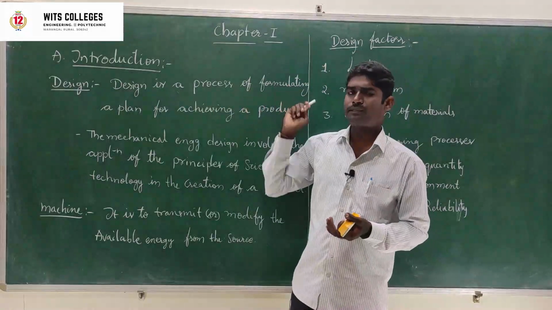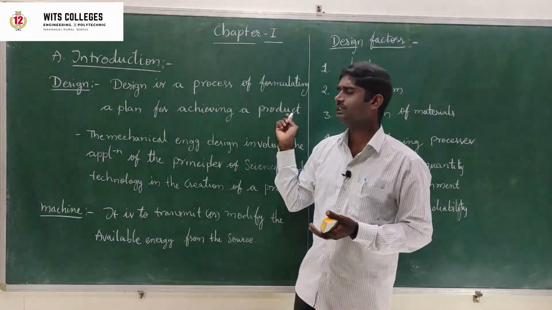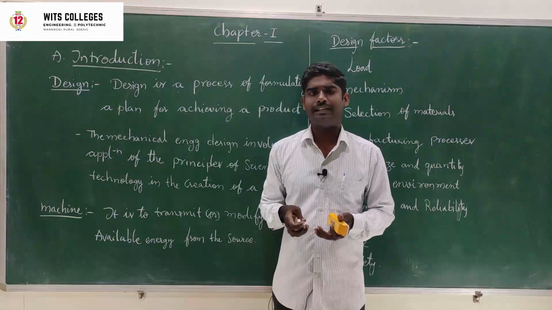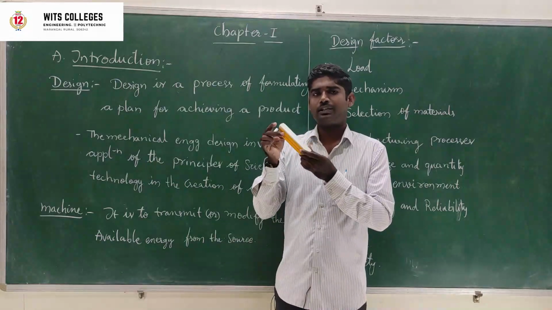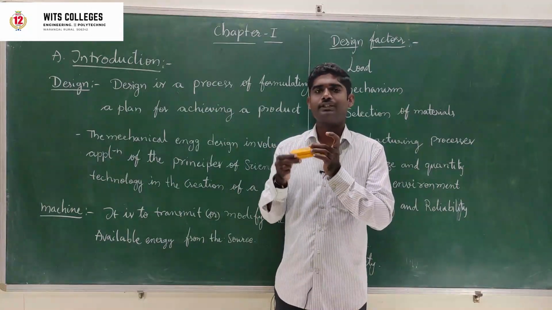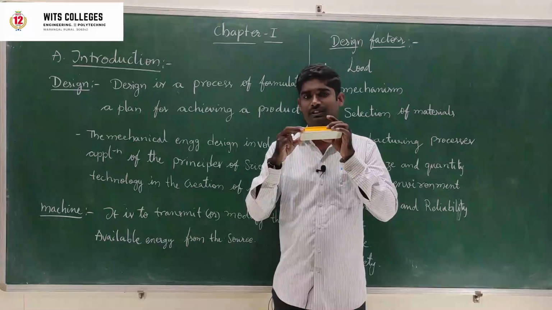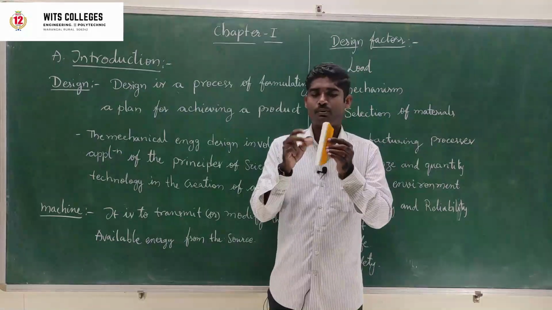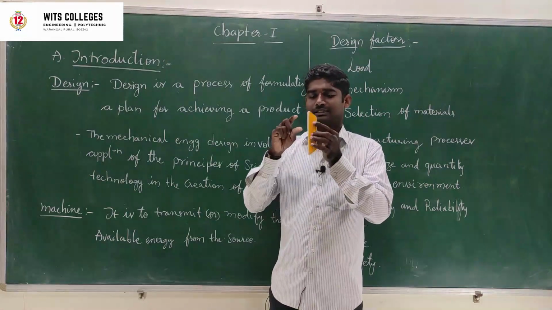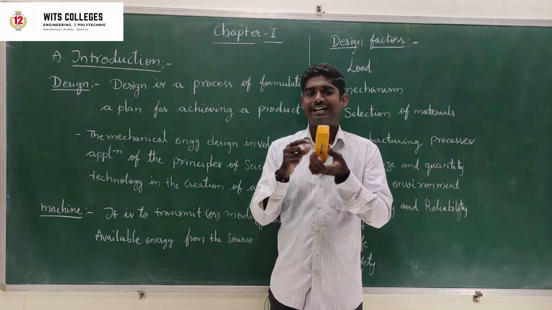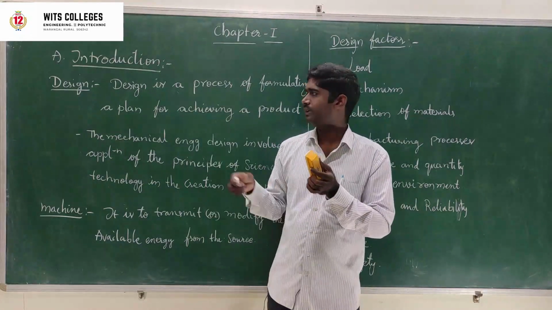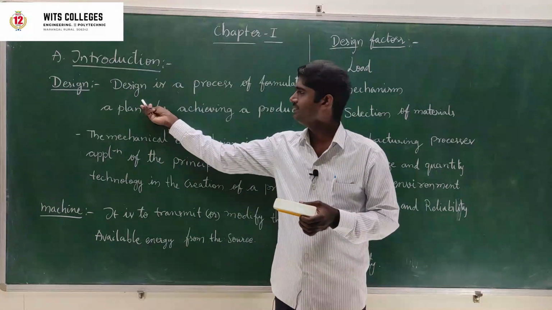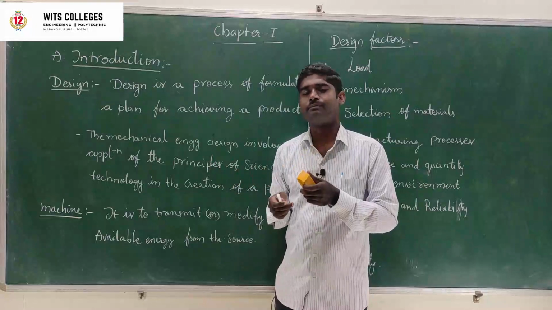Design is a process of formulating a plan for achieving a product. If you want to manufacture any product, like this duster, it has some specifications like length, width and thickness. First of all, we design this product, a drawing with standard specifications. That is called design.